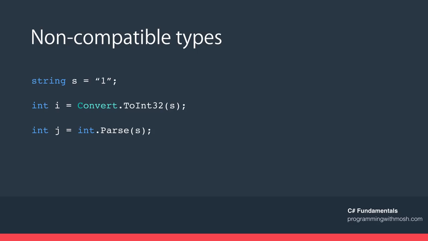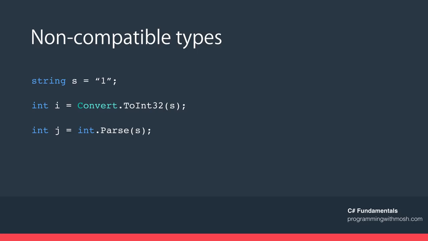The Convert class is part of the .NET Framework and is defined in the System namespace. It has a bunch of methods for converting various types to other types, and they all start with To. In this case, we're trying to convert s, which is a string, to an Int32. Int32, as you know, is a .NET Framework type which maps to a C# integer type.